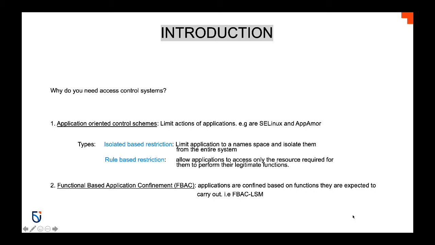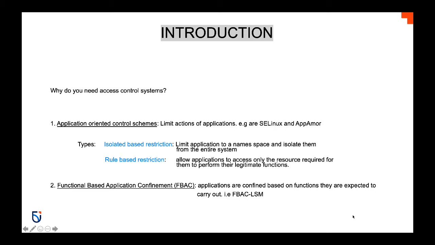So how do we prevent against this? We could use control schemes to prevent against this. The first one on the list is called the application-oriented control scheme, which helps to restrict and control the actions of each application, and this invariably reduces the possible damage that can be caused by a malicious application. Examples are SELinux and AppArmor, which are already part of the usability study we'll be discussing in this presentation.